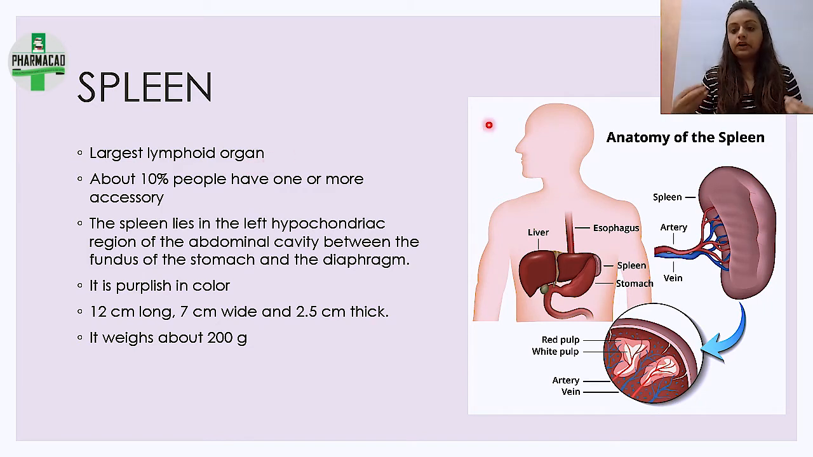It is near the stomach, near the liver, near the kidneys, but it has nothing to do with digestion or urination. It is involved in the lymphatic system. It is a lymphoid organ. About 10% of people have one or more accessory spleens, which are extra, small ball-like spleens present around the blood vessels. The spleen lies in the left hypochondriac region of the abdominal cavity. If you have not yet done the quadrants of the abdominal cavity, then I'll just draw them here.